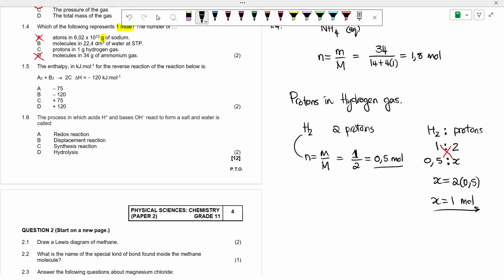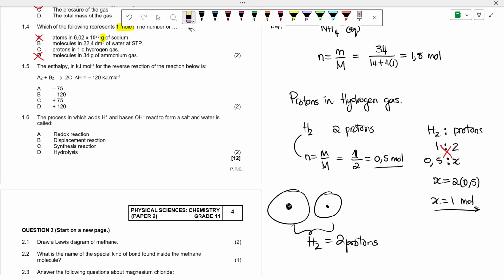I don't know if it makes sense or not. Wait, so I'm confused. How are there two protons in...? Oh, okay, never mind, I understand now. Yes, because in one hydrogen there's one proton, in another there's another proton. So in H2 together there's 2 protons available. Does it make sense to both of you? Yes, sir.